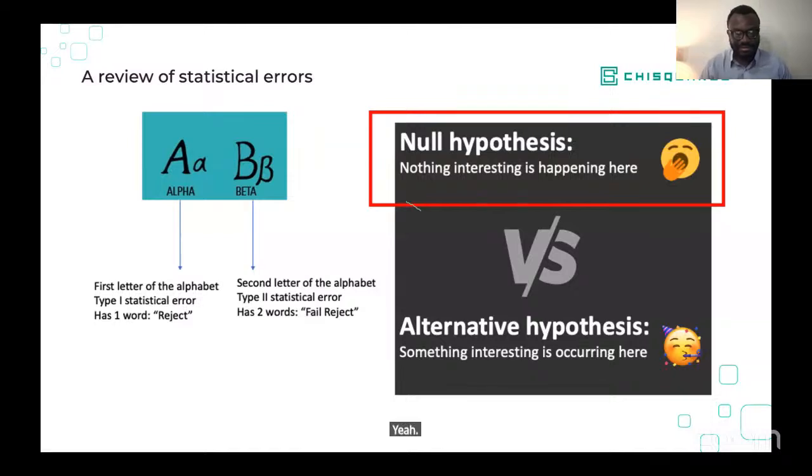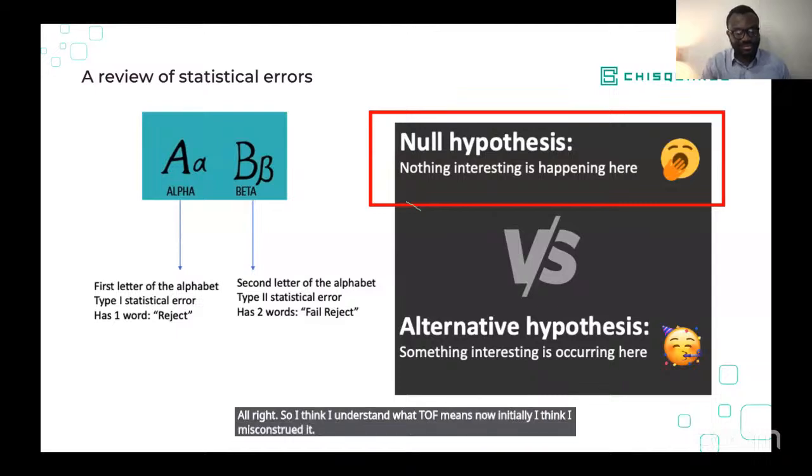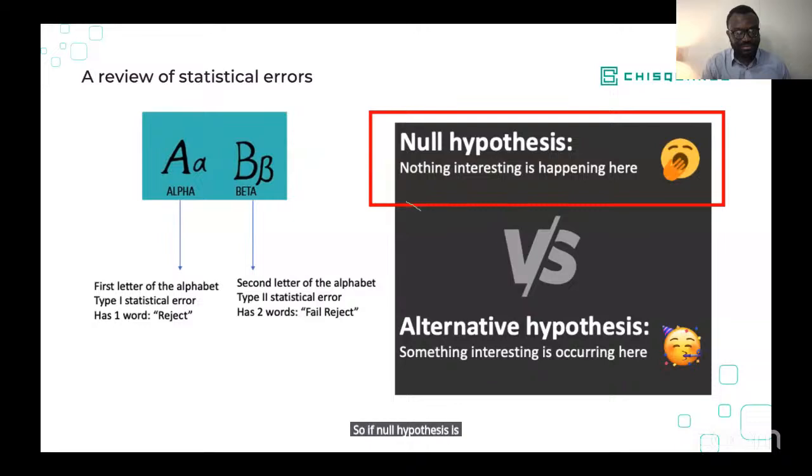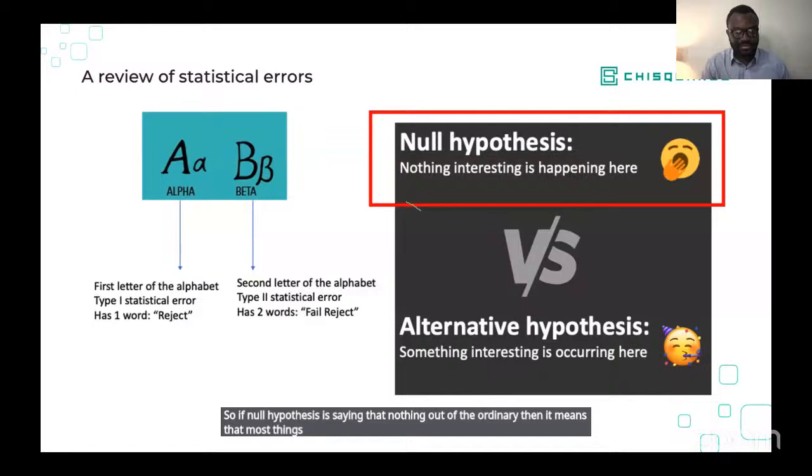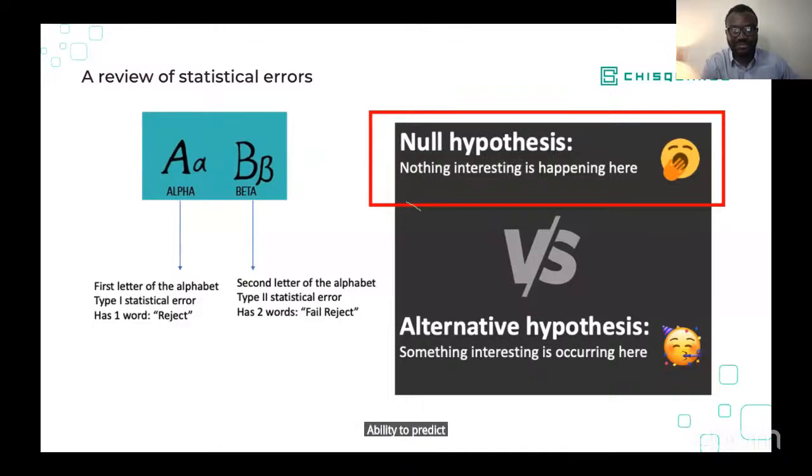All right, so I think I understand what Prof means now. Initially, I think I misconstrued it. So if the null hypothesis is saying that nothing out of the ordinary, then it means that most things are done because they are predictive. Like, you know that this ought to happen. So most things are done on the basis of the null hypothesis. That ability to predict what will happen is usually the reason why people go on to do.